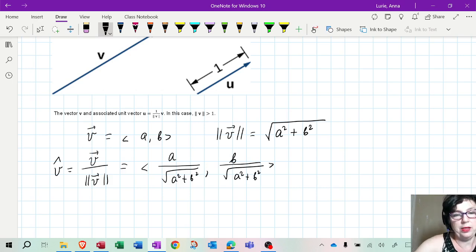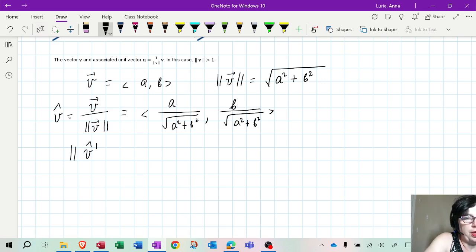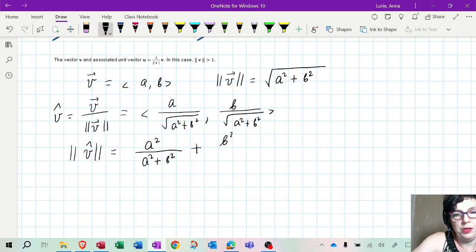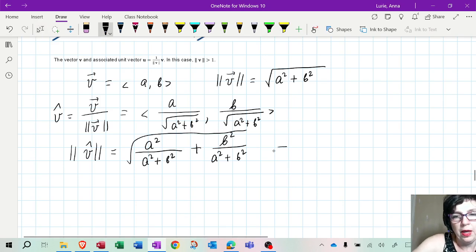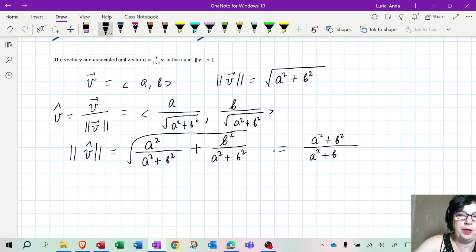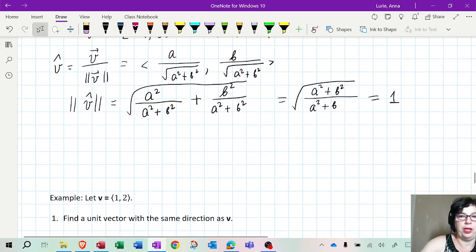So why is this vector length 1? Well, remember that the magnitude or length is found by squaring each component. So we've got a squared, and then the bottom squared just drops the square root. Then plus b squared divided again by the square root squared, which is just going to disappear. The square root disappears when you square it. Now you can see that the two fractions have the same bottoms, so we just add the tops. And notice how now the bottom and the top are the same, so the answer is just going to be 1. So this new vector has a length of 1.